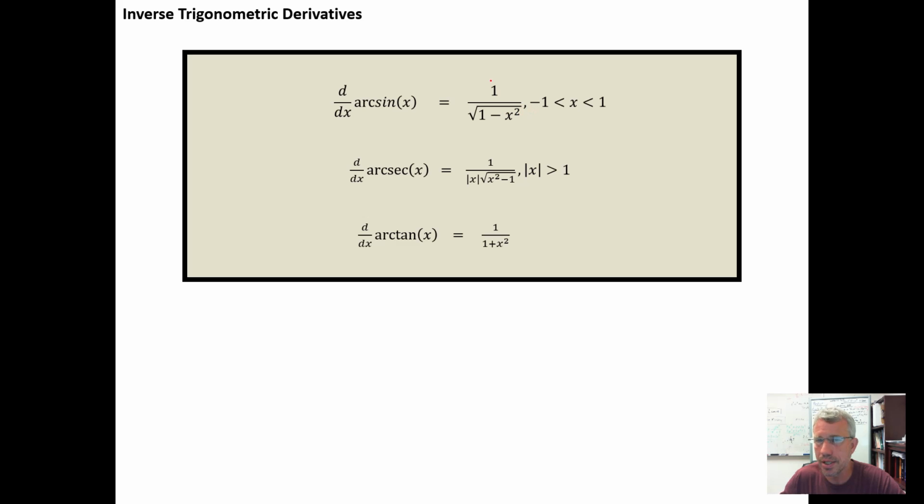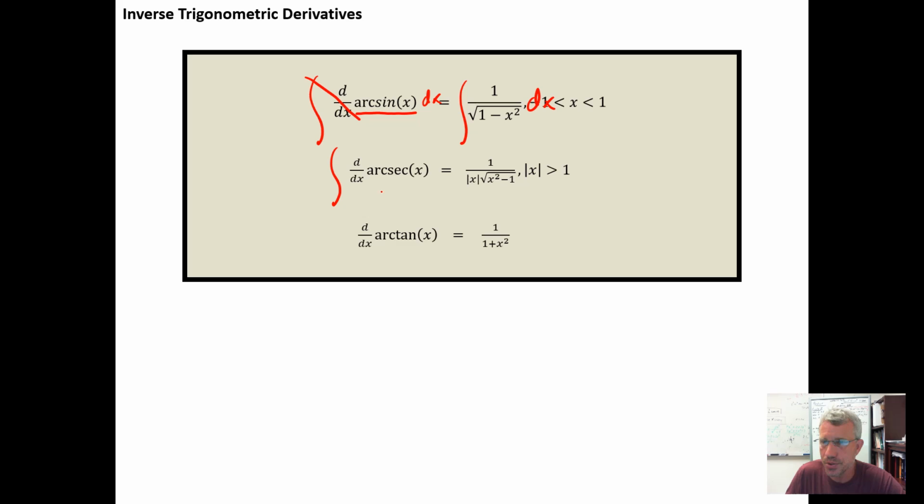And you could think about, well, what if I wanted the antiderivative of 1 over the square root of 1 minus x squared? Well, if we know the derivative of the arc sine is 1 over the square root of 1 minus x squared, we could just integrate both sides of this derivative with respect to x. The antiderivative would cancel the derivative, and we would get, hey, the arc sine of x is the antiderivative of 1 over the square root of 1 minus x squared.